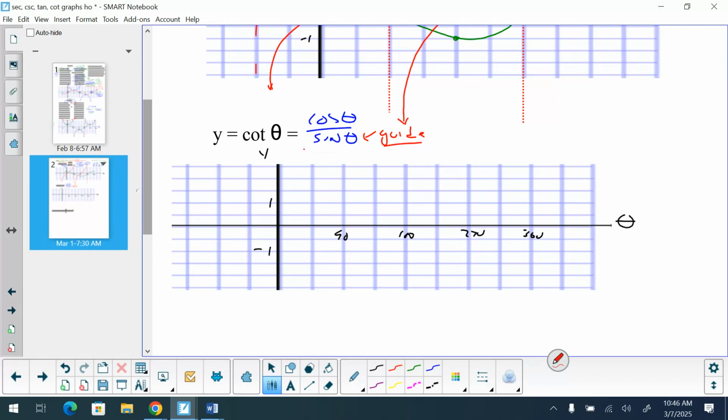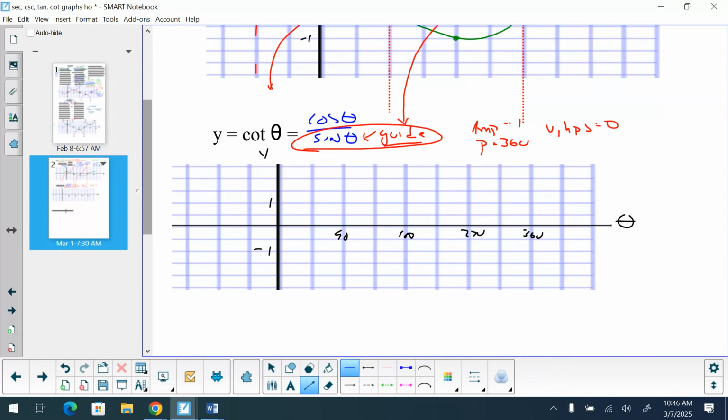So we want to graph y equals sine of theta. Vertical and horizontal phase shift both equal 0. Amplitude 1, period of 360, everything's the same. Sine curve, we start on the prime axis. So we have our sine curve in there.